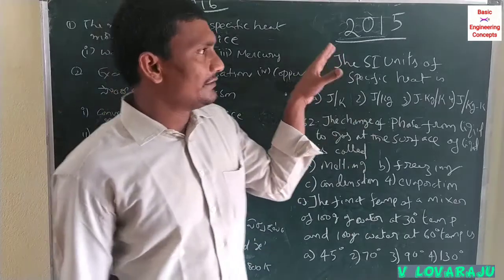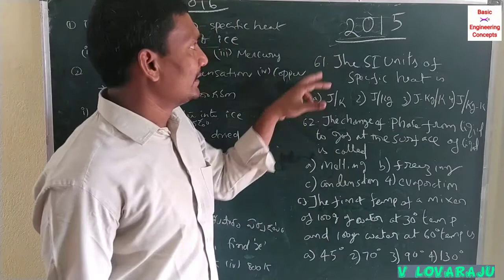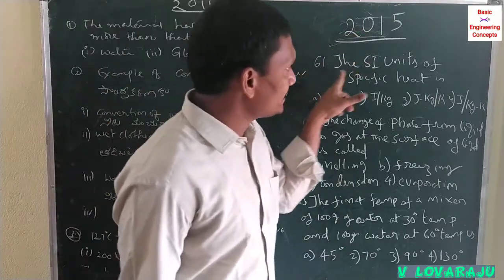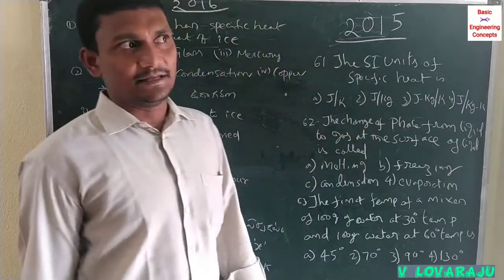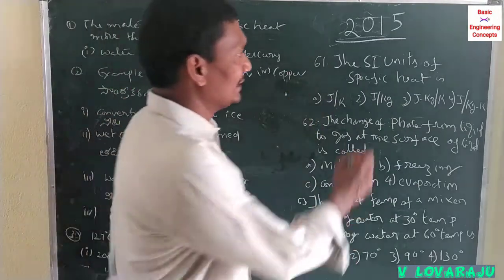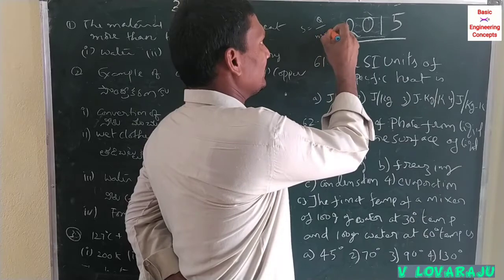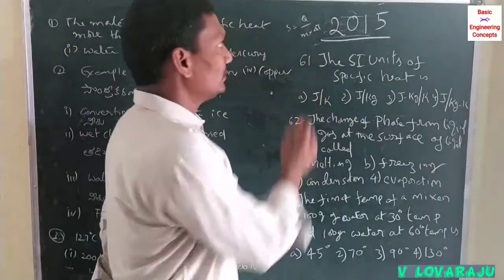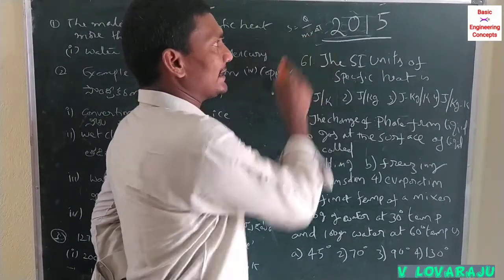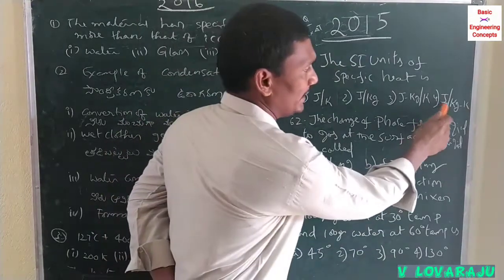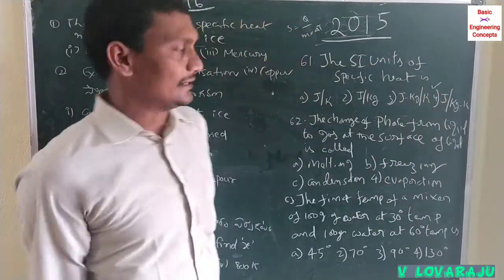Now discussing the previous bits from this lesson. In 2015, the SI unit of specific heat. We have already discussed that. The SI unit: S is equal to Q by M into delta T. Q is in joules, M is mass in kg, and delta T is temperature in Kelvin. So, joule per kg Kelvin. The fourth option is correct.